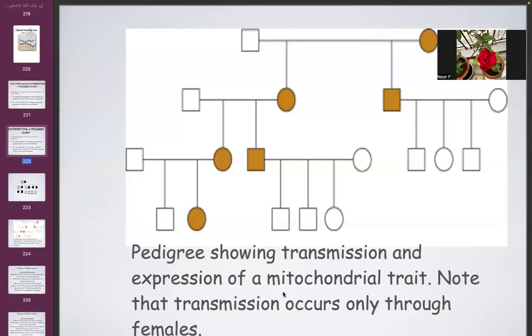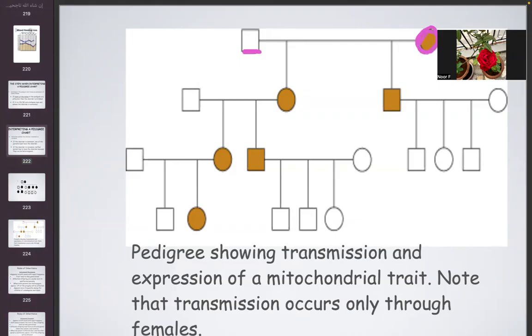Pedigree showing transmission and expression of a mitochondrial trait. Note that the transmission occurs only through females. So this is an affected female, and this is a normal male. The female has the mitochondria affected.